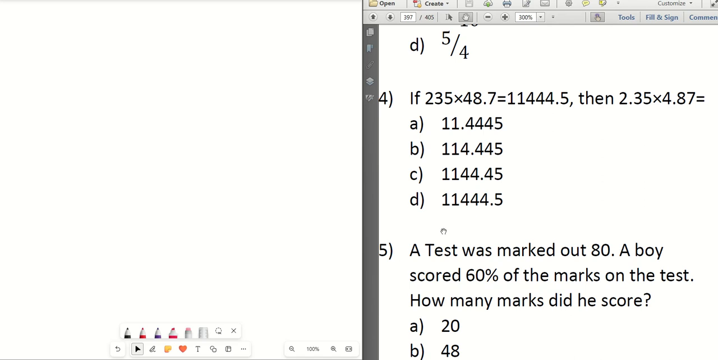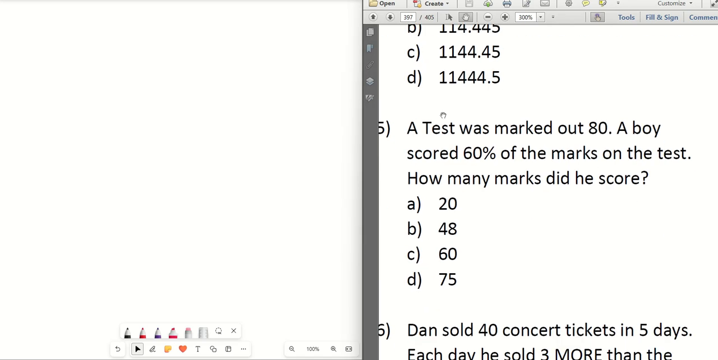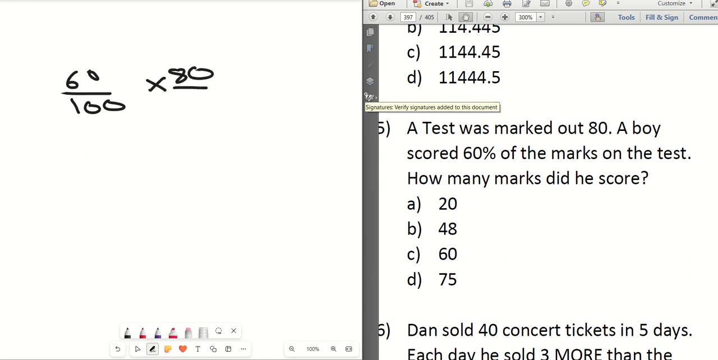Right. Number 5. A test was marked out of 80. A boy scored 60% of the mark on the test. How many marks did he score? They already told you it's 60%, which is 60 over 100 multiplied by the marks. The marks is 80, so that is 60 over 100 multiplied by 80 over 1. You cross out the zeros, 6 8s are 48. So you know that he got 48 marks, which is B.